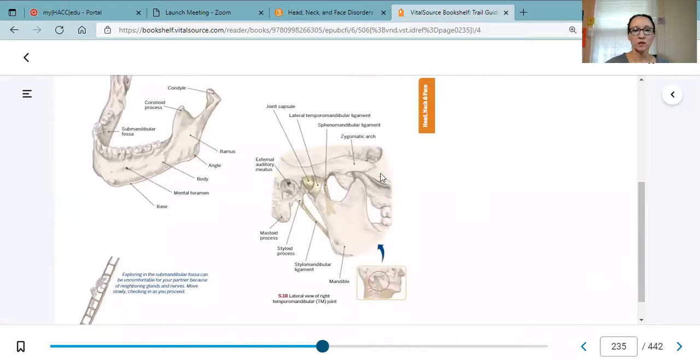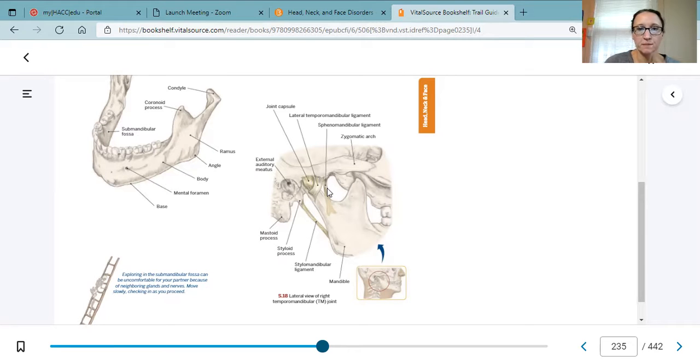So we're taking a look at the temporomandibular joint here. So here's the joint capsule, and remember which muscle attaches directly to the joint capsule? If you said lateral pterygoid, you are correct. Good job. Pat yourself on the back. Good. Okay, we also have ligaments in here.